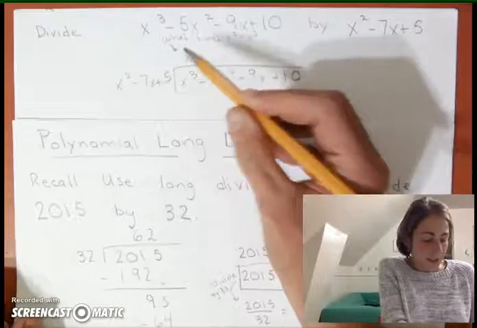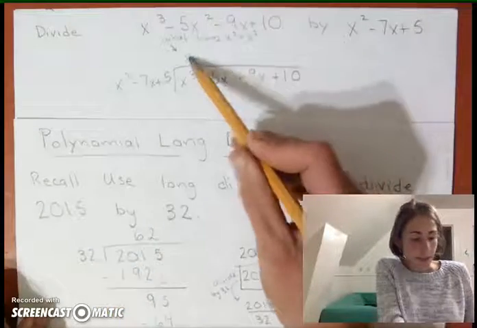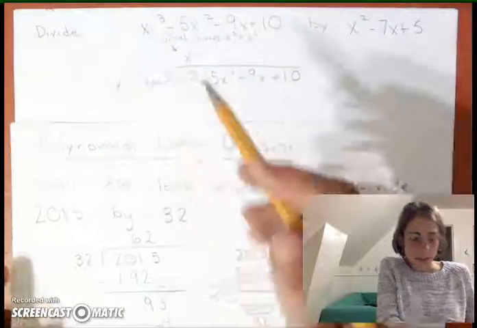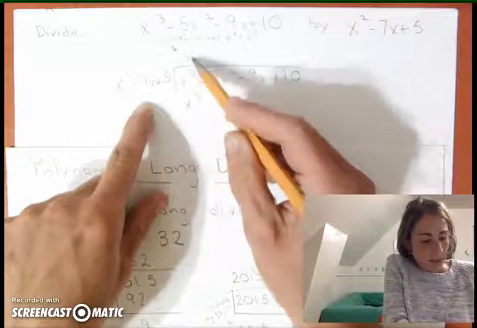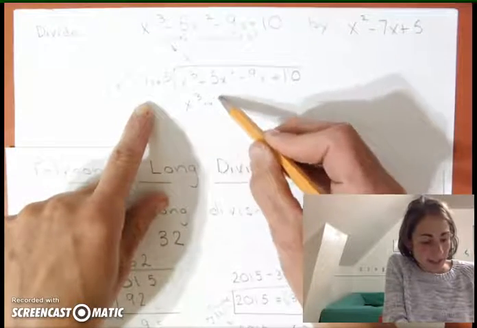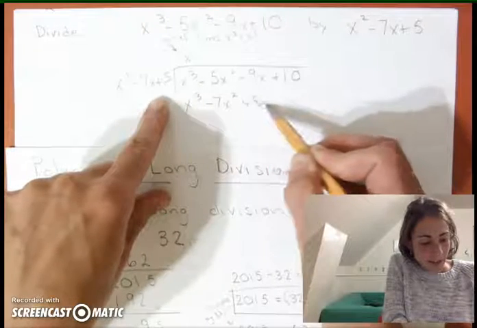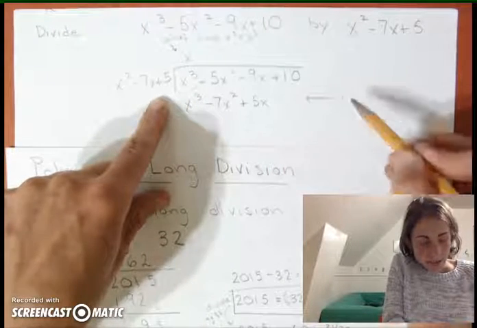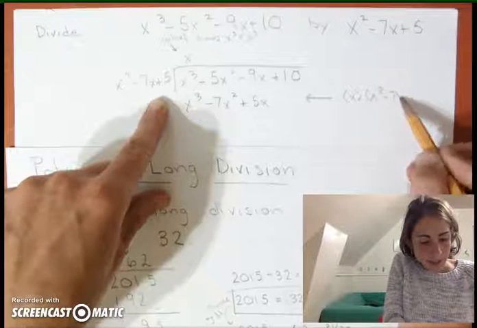So now I do the same process as before. I took the 6 and multiplied by 32. I'm going to take the x and multiply by this expression. So x times x squared is x cubed. X times negative 7x is negative 7x squared. X times 5 is 5x. So what I'm writing here is x times x squared minus 7x plus 5.